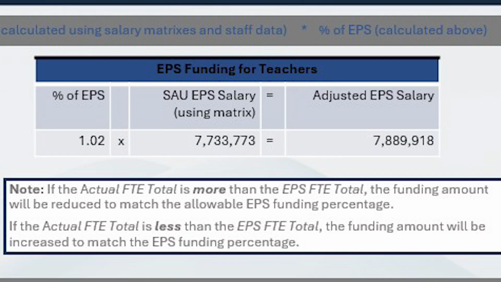So you can see here that when we did the calculations, the EPS FTE was more than what the actual FTE was. So the matrix salary is 7.7 million, and the adjusted salary is almost 7.9 million. So if the EPS formula feels that more of an FTE is needed than what you have in actual, then the adjusted salary is going to be more than what the matrix calculation is. If it feels that less is necessary, then it's going to be less. This is not telling you how many teachers, how many guidance, how many nurses.